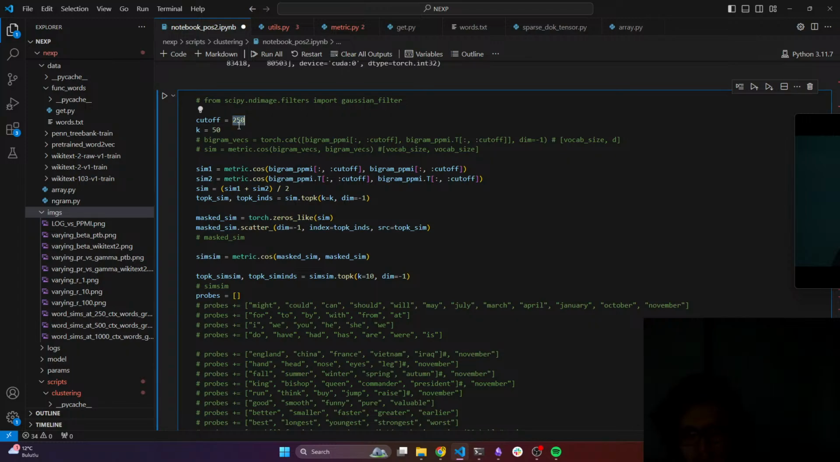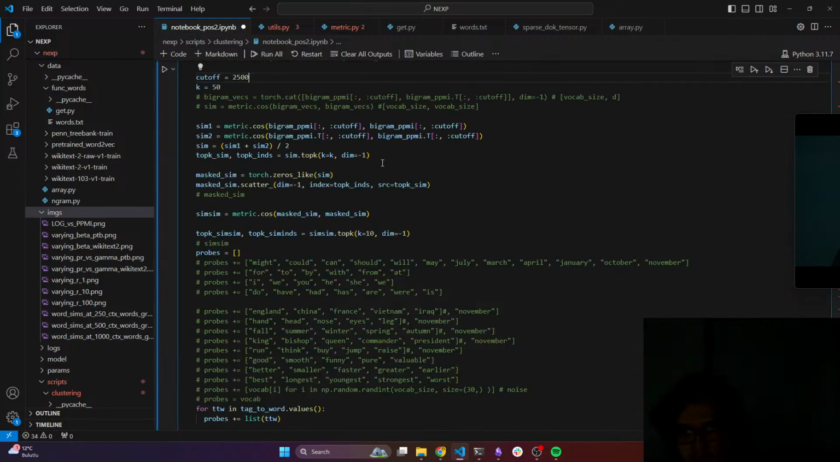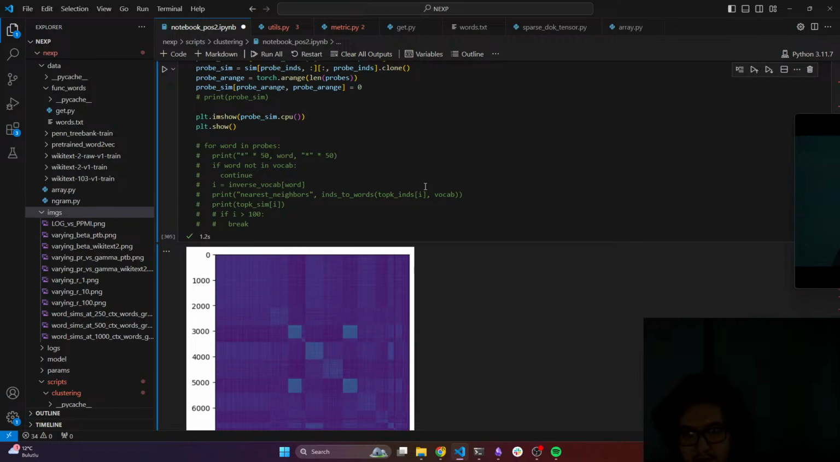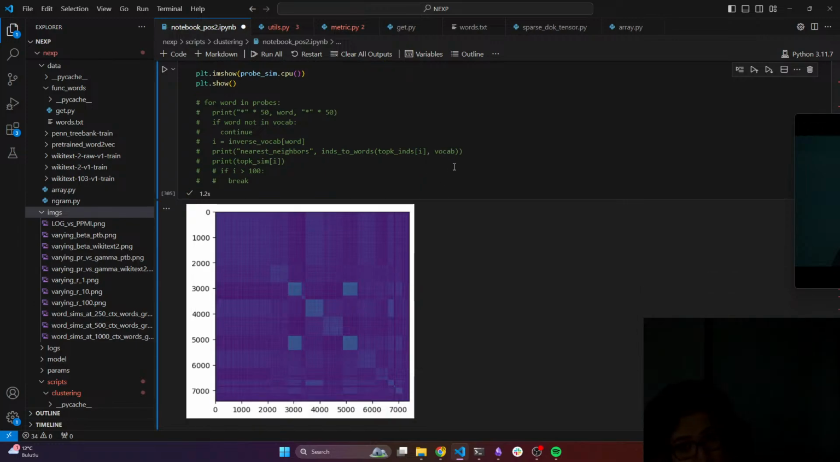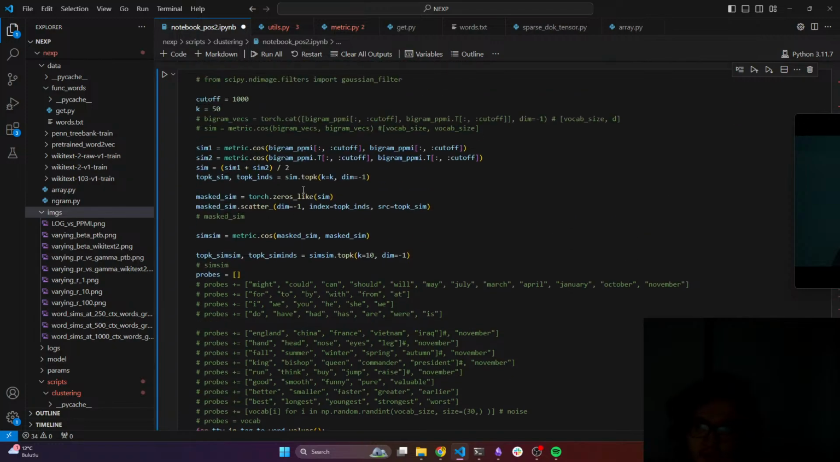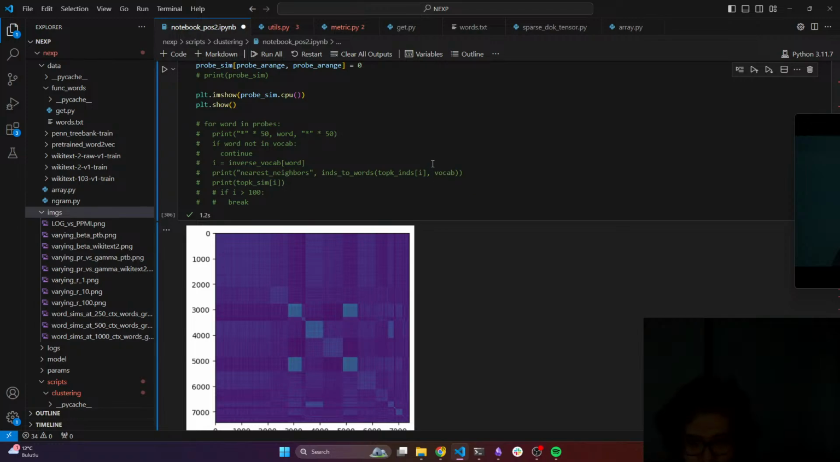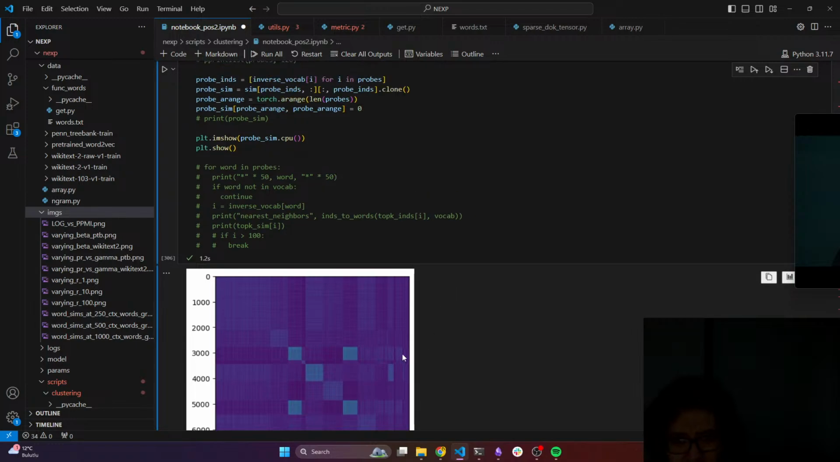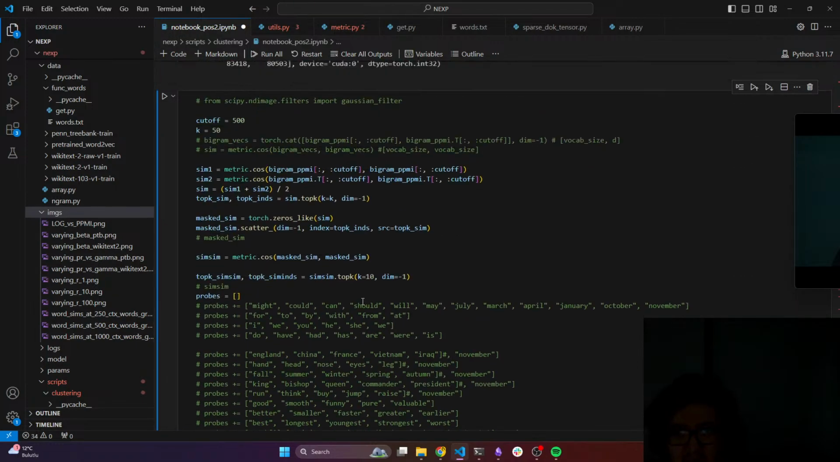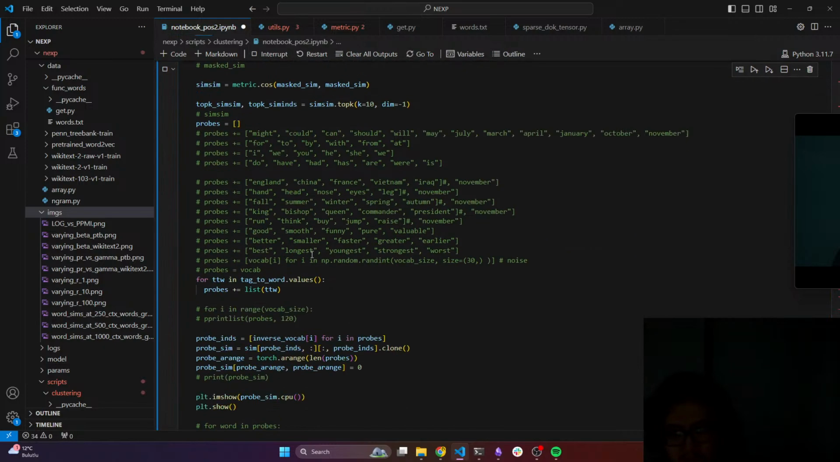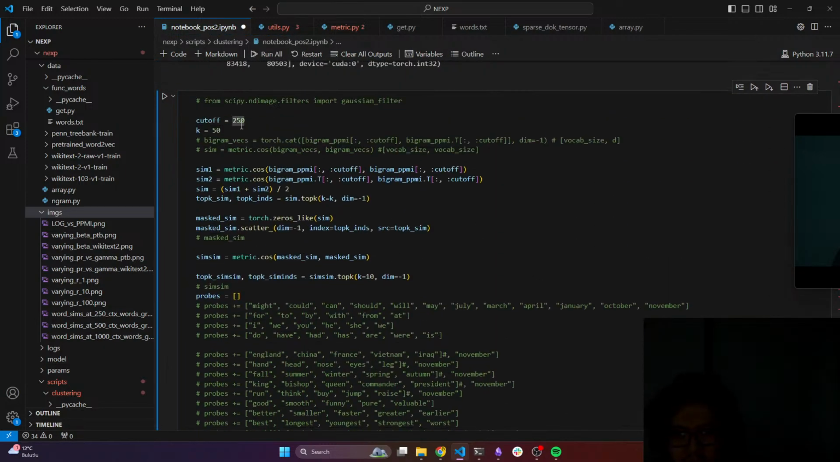Why did I jump to 500? No, 1,000. Pretty good. 1,000 is pretty good. 500. 500 is, I would say, a bit better, right? Or much better. Maybe not much better, but it's pretty better, right? Look at this clear separation between the clusters. Compared to 250, I would say 500 is better.